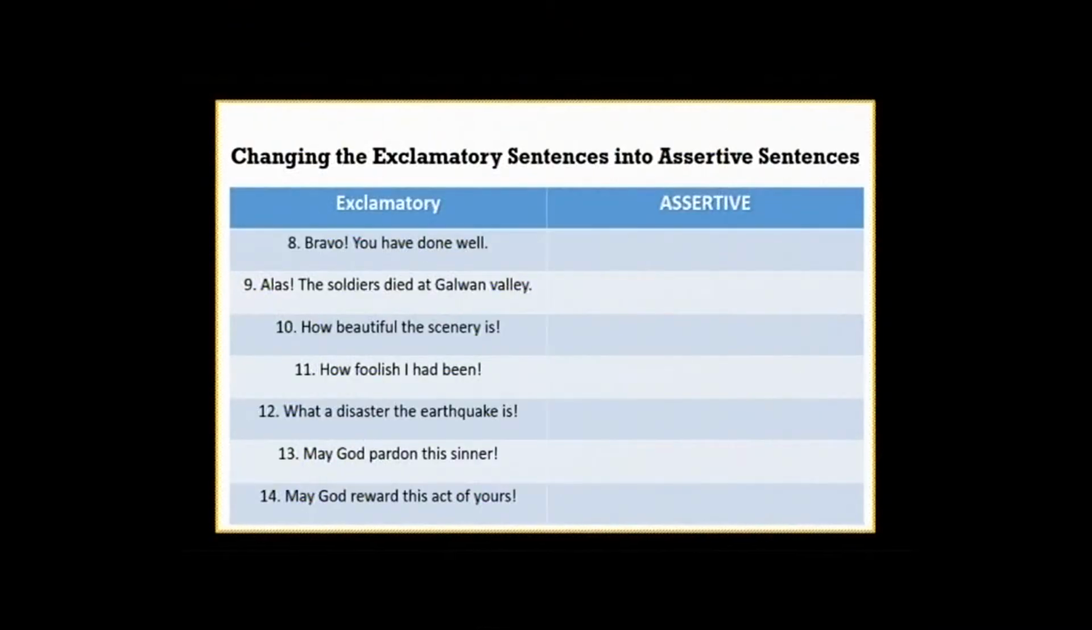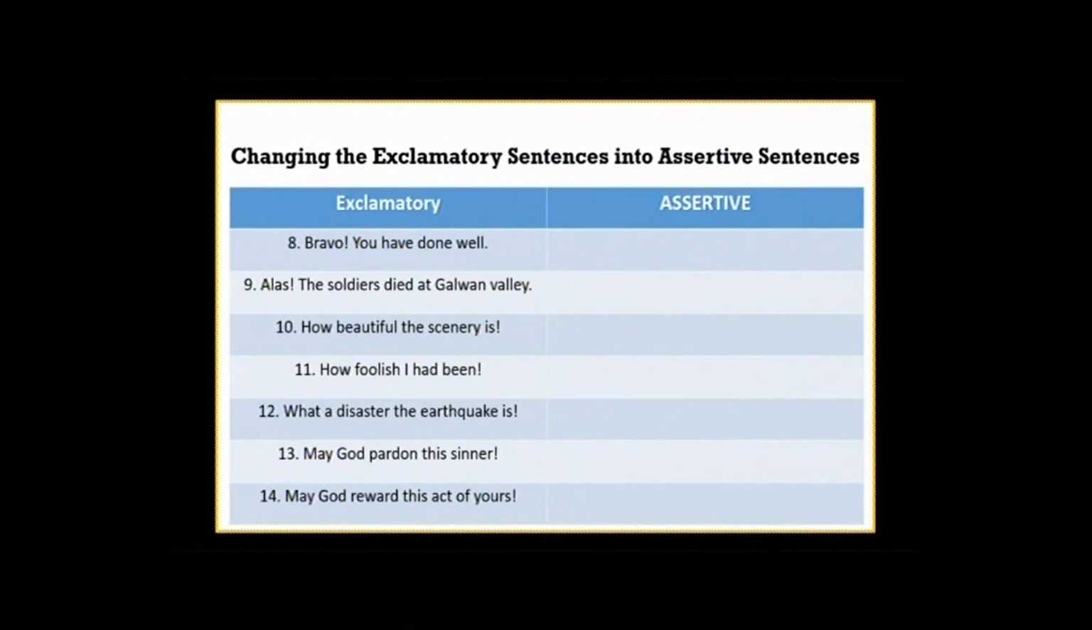Alas, the soldiers died at Galwan Valley. Next, how beautiful the scenery is. Next, how foolish I had been. You are expressing your anger at yourself that you are very foolish in this thing. What a disaster the earthquake is. May God pardon this sinner. You are praying for someone. May God pardon this sinner. May God reward this act of yours.